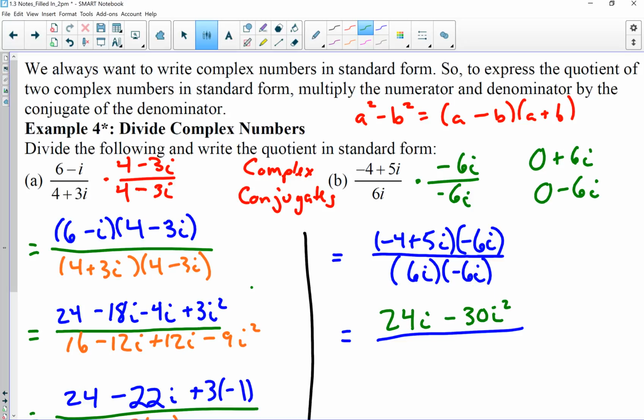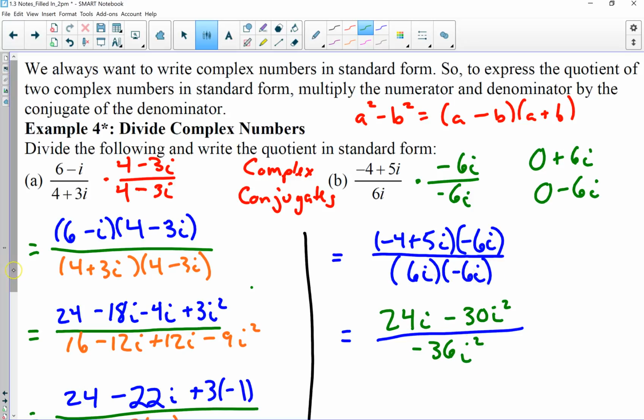Then on the bottom, normally I try and simplify the numerator and denominator separately. In this case, the denominator isn't really that much extra work, so I feel confident that I can do it and not make any mistakes. So we can deal with the denominator or just save it for later. That's okay too. So negative 6 times 6, that's negative 36. And then i times i is i squared.